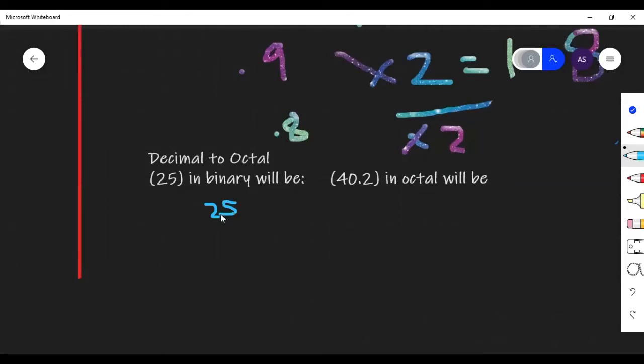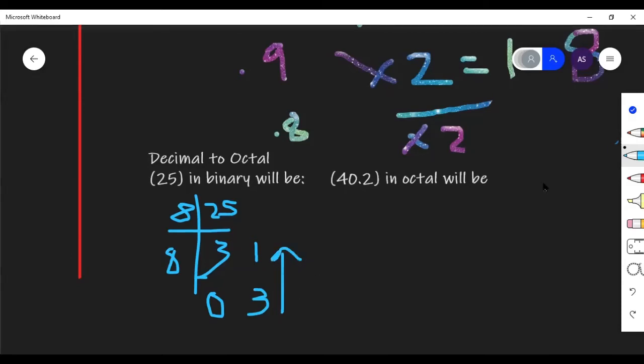You just divide by 8, you get 8 3s are 24, so you get a remainder of 1. Then you divide by 8 again, and you get 0 and 3. So this is a fairly easy example. You just read bottom to top.